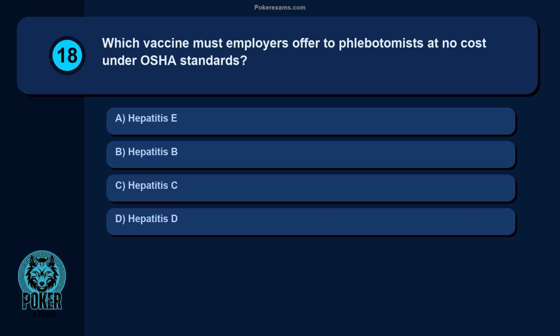Question 18. Which vaccine must employers offer to phlebotomists at no cost under OSHA standards? Hepatitis E, Hepatitis B, Hepatitis C, Hepatitis D.